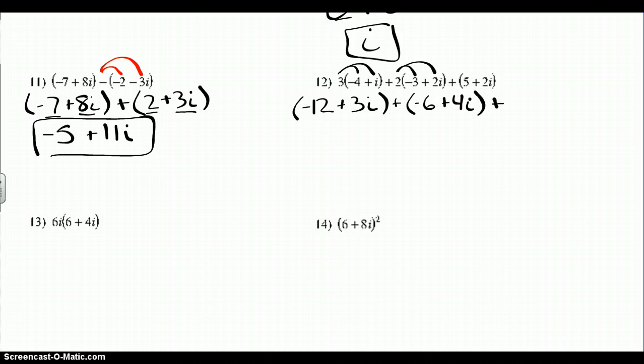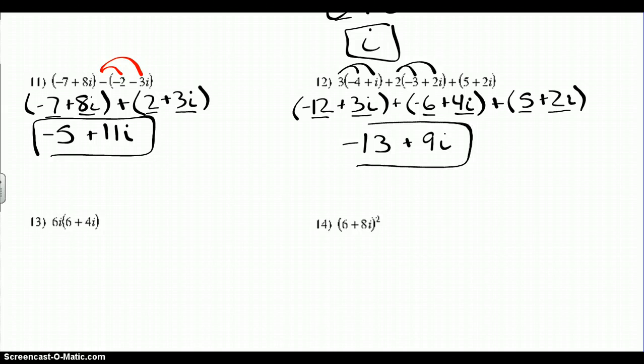And then for the last one, we do not need to distribute anything. Okay, so now we're just combining three complex numbers. Same idea though. Combine all like terms. All the real parts. -12 minus 6 gives me -18. Plus 5 gives me -13. And now I'm going to combine my imaginary parts. 3i plus 4i plus 2i. That should give me 9i. And that's my final answer.